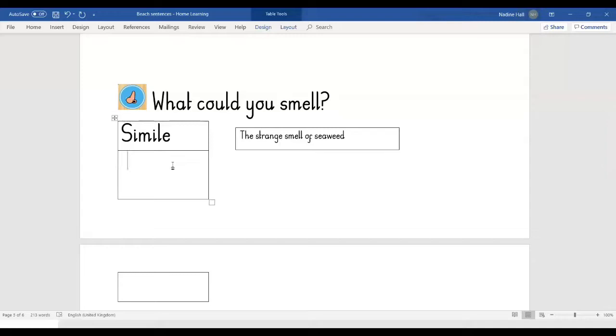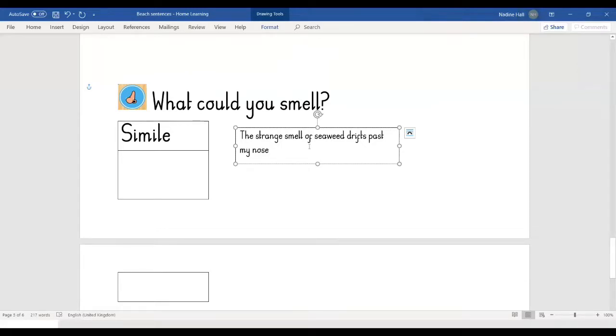So this strange smell of seaweed. Now I want to create that visual image in my reader's mind, and I want them to know that the seaweed is on the ground, it's not in the sea, it's all over the sand. And I want them to think about the smell, so to really understand that we're using our senses. So the strange smell of seaweed drifts past my nose. Making sure they're really thinking, drifts past my nose.